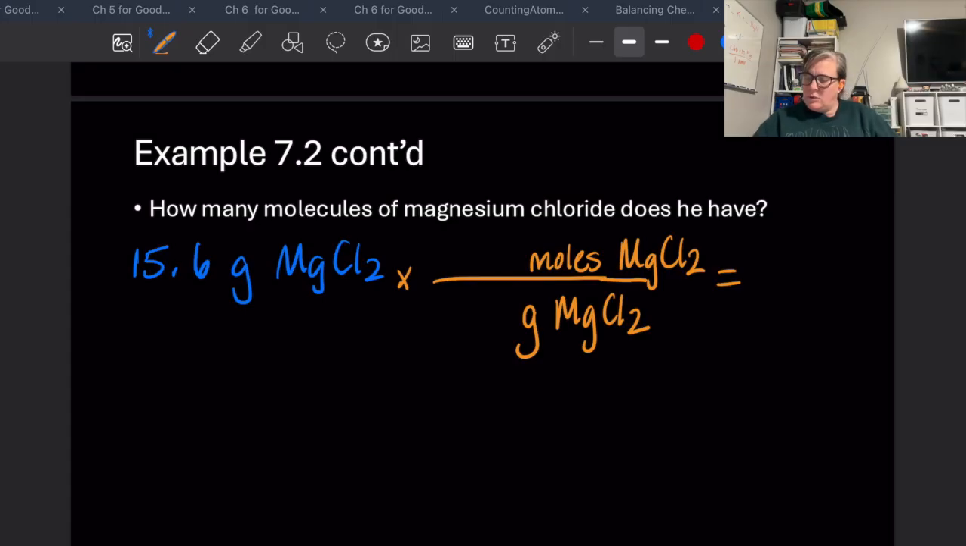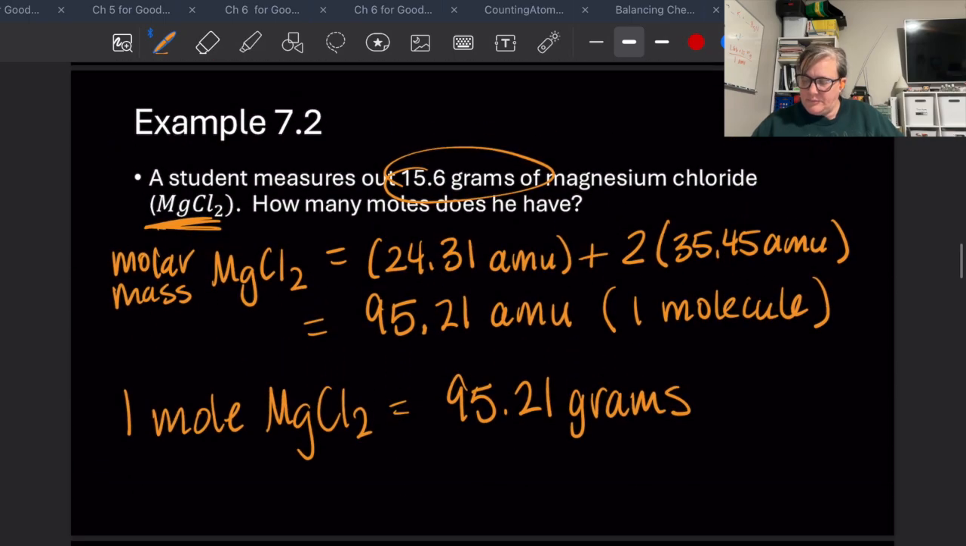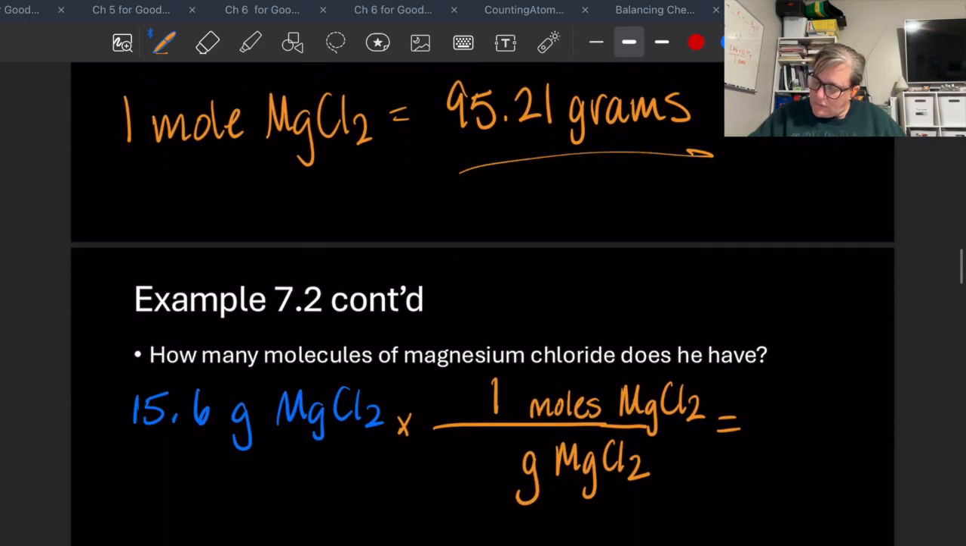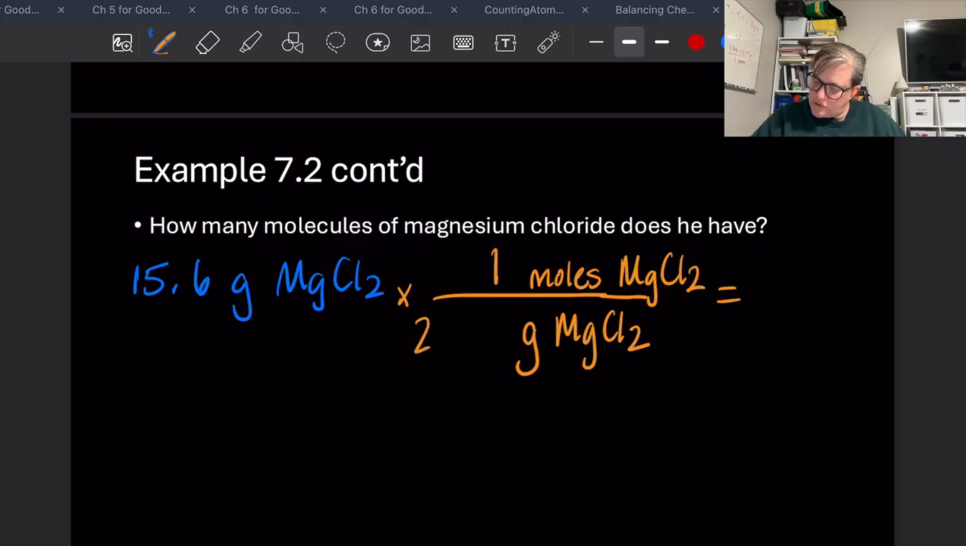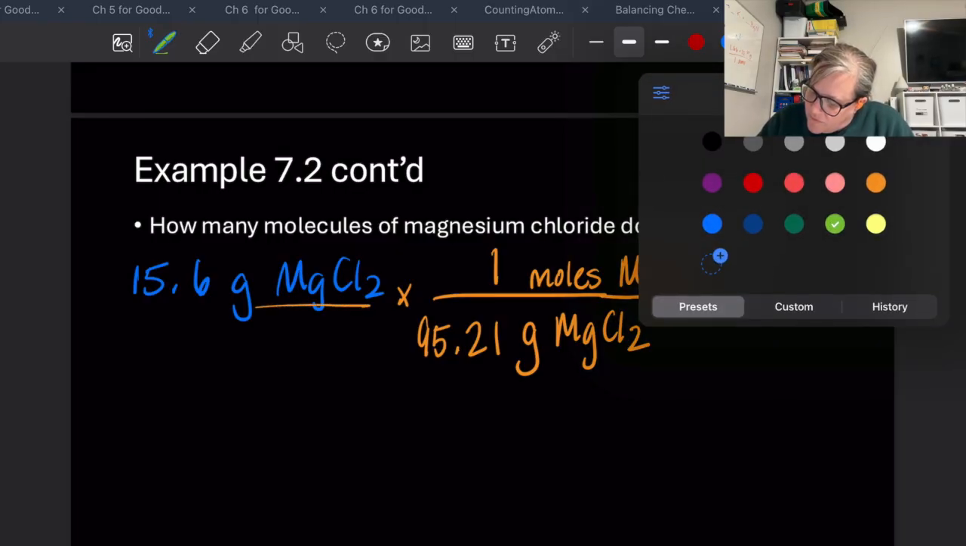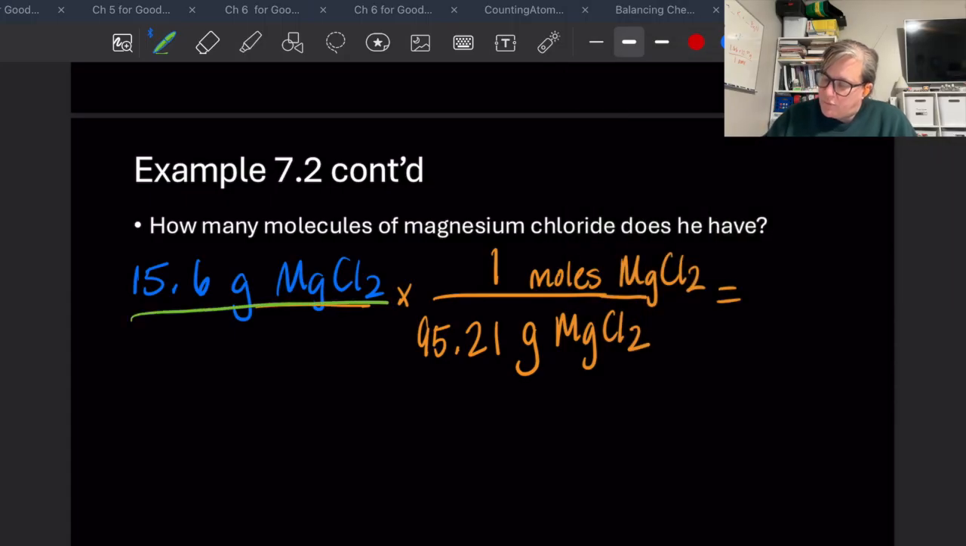So in 1 mole of magnesium chloride, we need to know how many grams, which is what we figured out back here, 95.21 grams of magnesium chloride. So when we get ready to multiply this, remember this is the same thing as if this was over 1, and when you're multiplying fractions, you just go straight across, top to the top, bottom to the bottom. You leave the top numbers on the top, bottom numbers on the bottom.